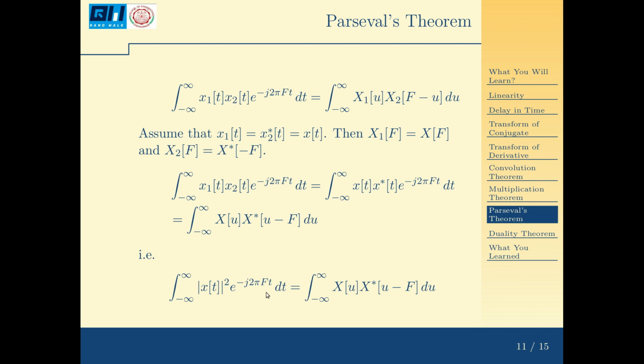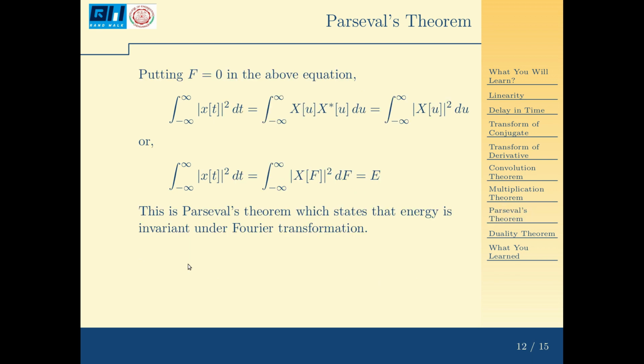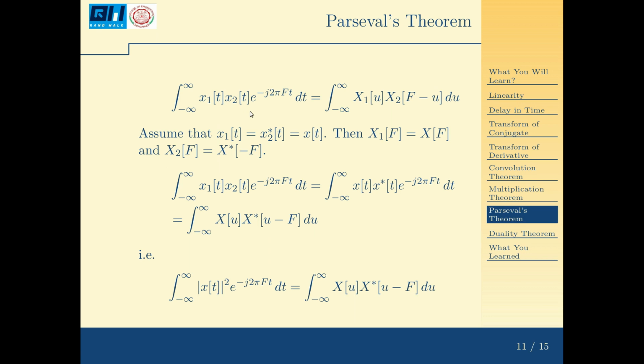Now if I put f equal to 0, it becomes integral from minus infinity to infinity of mod x(t) square dt. When I put f equal to 0, this f vanishes. So it is integral from minus infinity to infinity of X(u) X conjugate(u) du. It is mod X(f) square.